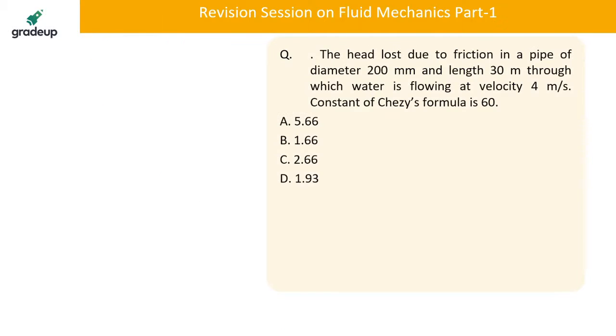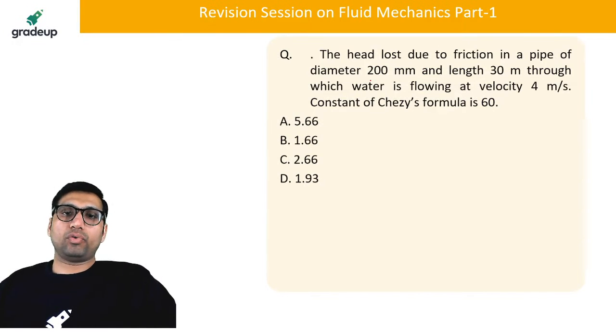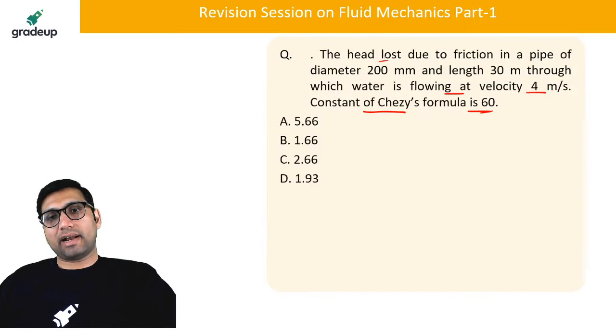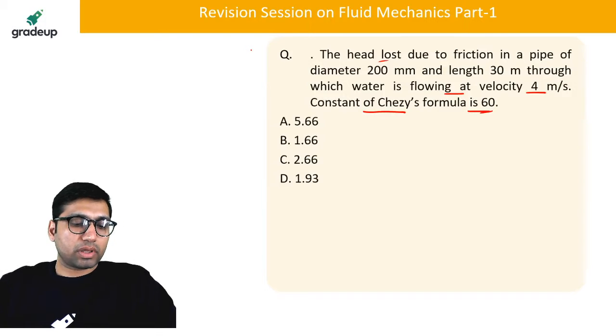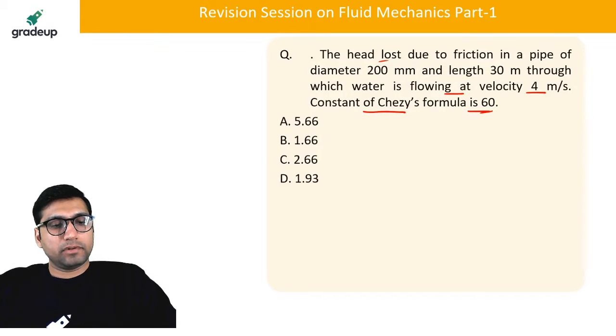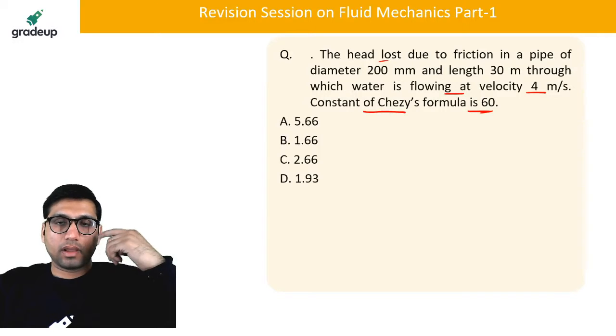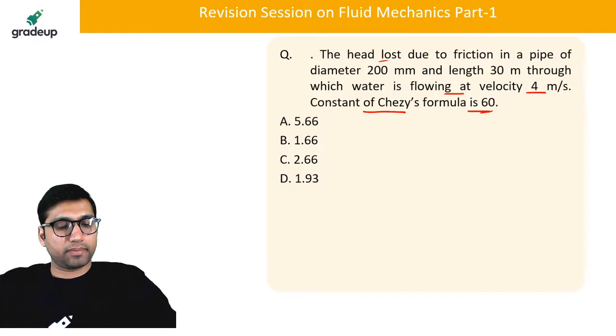Next question: the head loss due to friction in a pipe of diameter 200 mm and length 30 meter, through which water is flowing at a velocity of 4 meter per second. The constant of Chezy's formula is 60. So you have to find the head loss due to friction. Quickly answer the question. Chezy's constant is also given in this question. Hurry up everyone.